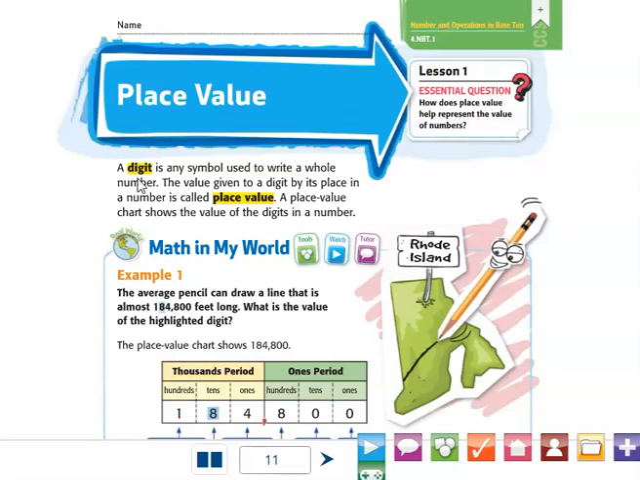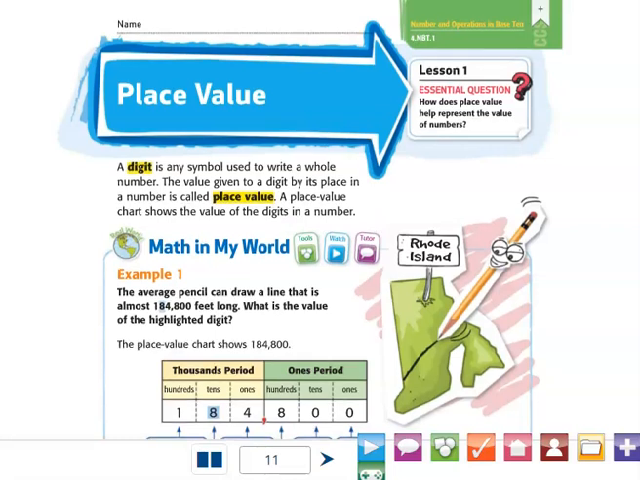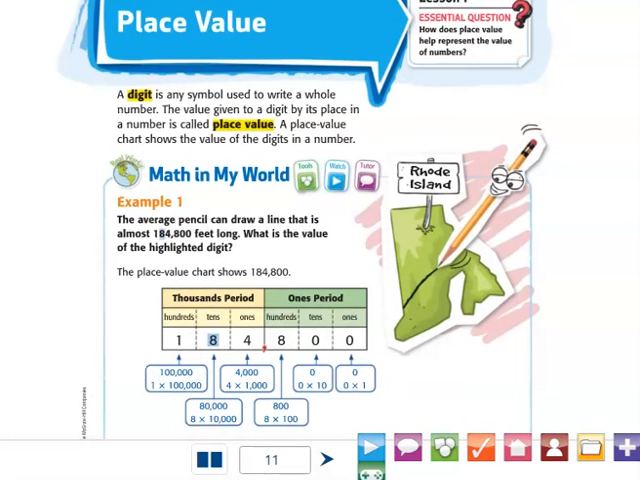And it says a digit is any symbol used to write a whole number. The value given to a digit by its place in a number is called place value. A place value chart shows the value of the digits in a number. And here we have a place value chart that shows different things.